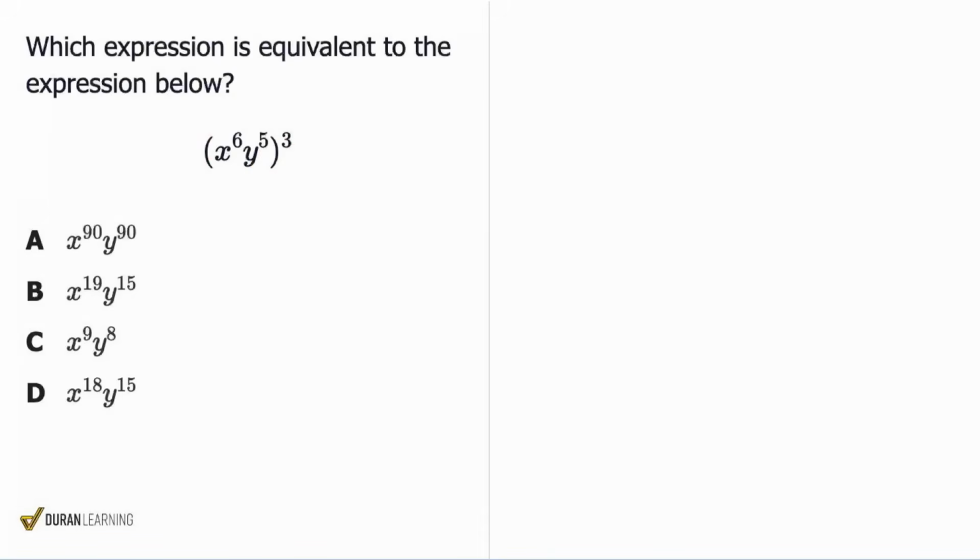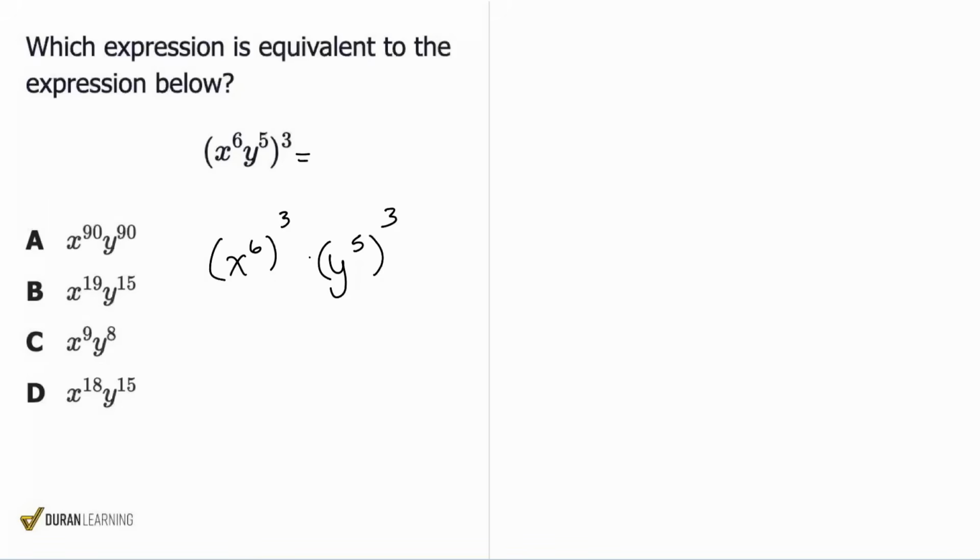And so the rule for taking the power of a product, again, the power of two terms being multiplied, we'll go ahead and simply apply the power to each individual piece. So what we have here is this will turn into x to the power of 6 cubed, and then y to the power of 5 to the power of 3.